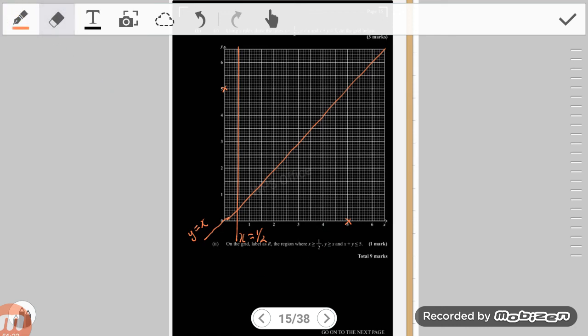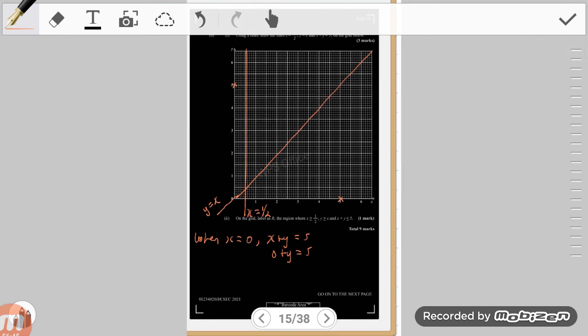If you want to actually know how to calculate the value, we could say that when x is equal to 0, we substitute 0 for x into x plus y equal 5. So 0 plus y is equal to 5. So y is equal to 5 minus 0. y is equal to 5. Alright, so we can find the value of y by replacing x with a 0, and similarly we can find the value of x by replacing y with a 0.